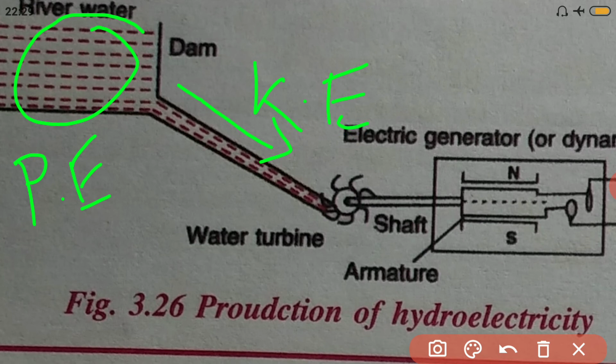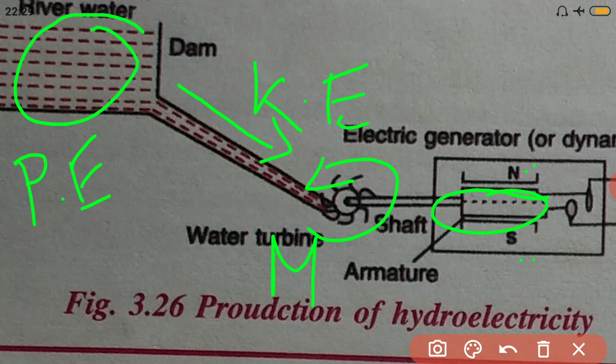And when this kinetic energy hits the blades of a turbine of the dynamo, this blade starts rotating this way, right? Actually it rotates very fast. So at this point my kinetic energy will change into mechanical energy, and this mechanical energy moves this part. This is called the coil in the magnet. This is north and south, N and S.